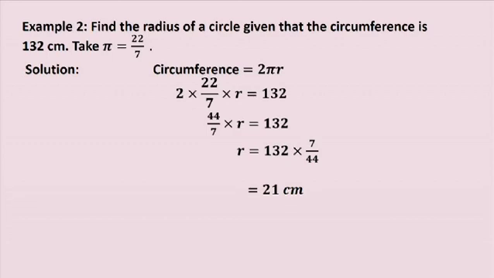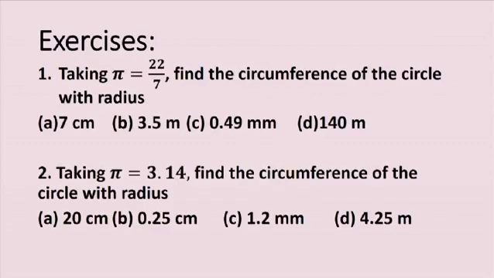We now consider a second example. Find the radius of a circle given that the circumference is 132 centimeters. So here we have to take pi as 22/7. Now we know that the formula for circumference is 2 pi r. So 2 times 22/7 times r will be equal to 132. And simplifying, I'll get r equal to 21 centimeters. So you have some questions for you to practice on circumference of a circle.